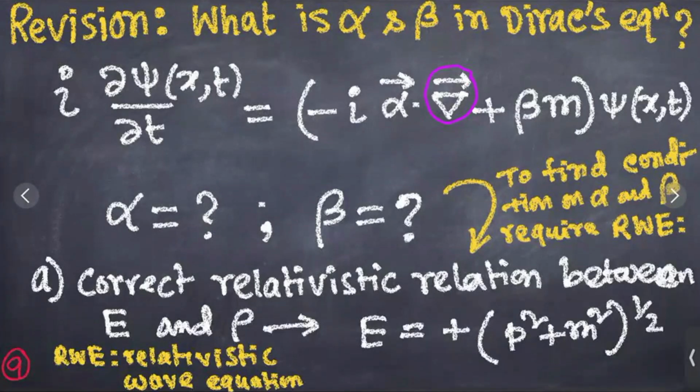But now the next question is: we know what the partial derivative with respect to time is, and we know what the partial derivative with respect to space is, but there are some new quantities introduced by Dirac, alpha and beta. So let's try to understand what alpha and beta will be. To find the conditions on alpha and beta in the relativistic wave equation, which I sometimes abbreviate as RW, the first thing we need is a proper definition of the energy and momentum relation.